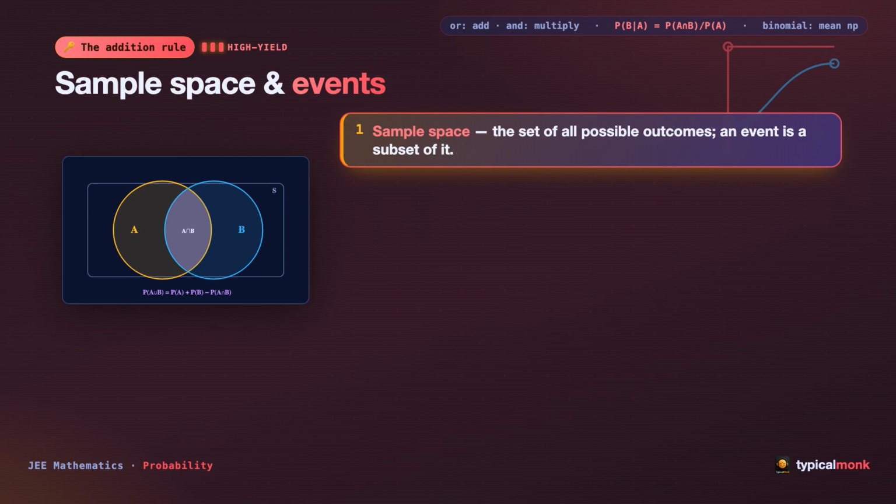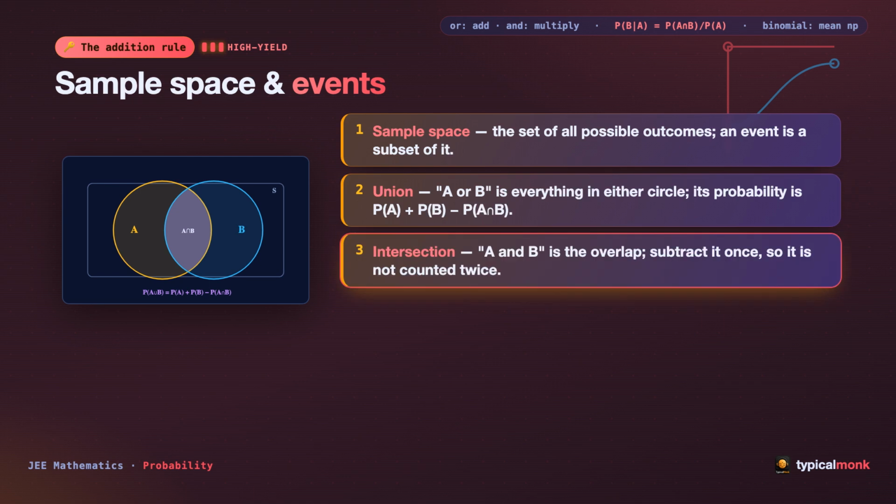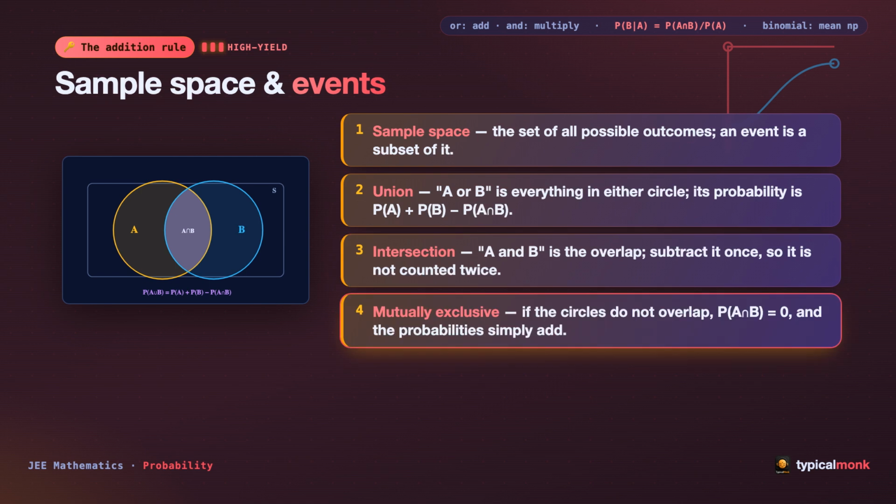Now look at the picture. The sample space and 2 events. Sample space: it is the set of all possible outcomes, and an event is simply a subset of it. Union, A or B, is everything in either circle, and its probability is P of A plus P of B minus P of A intersection B. Intersection, A and B, is the overlap. We subtract it once so that it is not counted twice. Mutually exclusive: if the circles do not overlap, then P of A intersection B is 0, and the probabilities simply add.